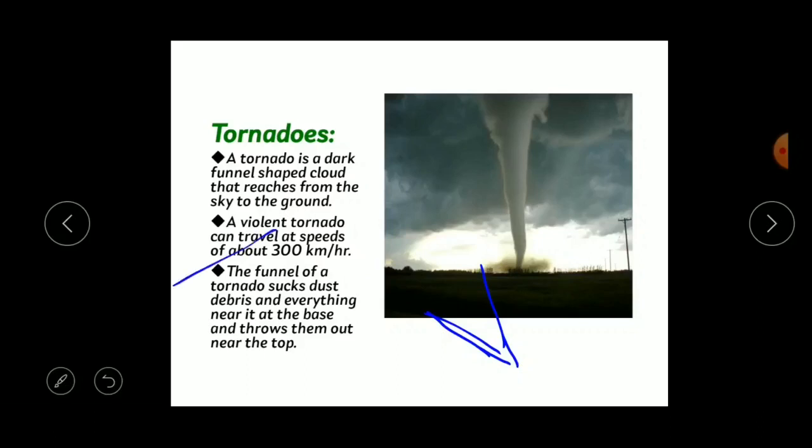The next point is the funnel of a tornado sucks dust, debris and everything near it at the base and throws them out near the top. Here you can see the funnel shape. This structure sucks the dust, debris and everything that comes near it, takes all the things in at its base and throws them out near the top. Okay, this is about the tornado.